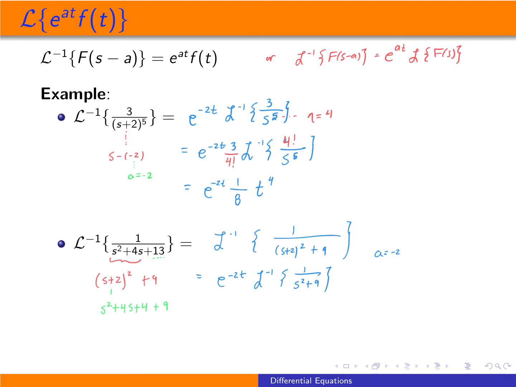Now that we have it in this form, if we put a 3 in the top and divide by a 3 out front to balance it, we're left precisely with that inverse transform formula for sine. So we would have a 1/3 e to the minus 2t sine of 3t.